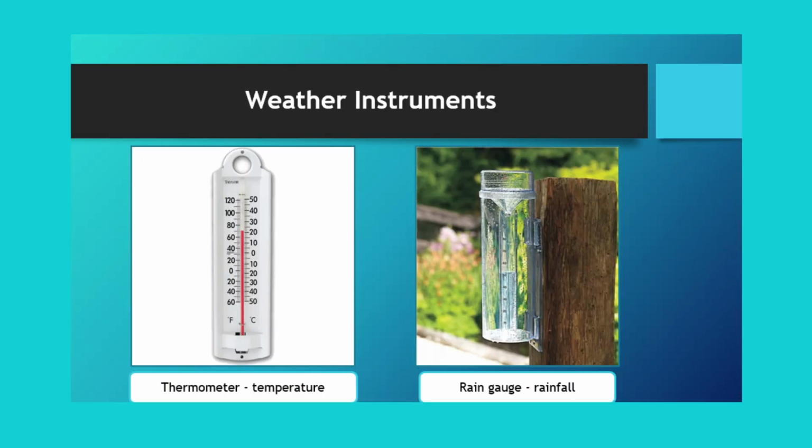All right, so let's look at some of these weather instruments. I want you to identify them and figure out what they're used to measure. So first, of course, you should be able to recognize a thermometer. And of course, we use the thermometer to measure temperature. Look at the second picture. What do you think that instrument is? Yes, that's actually an example of a rain gauge. And as the name suggests, we can use it to measure the amount of rainfall.